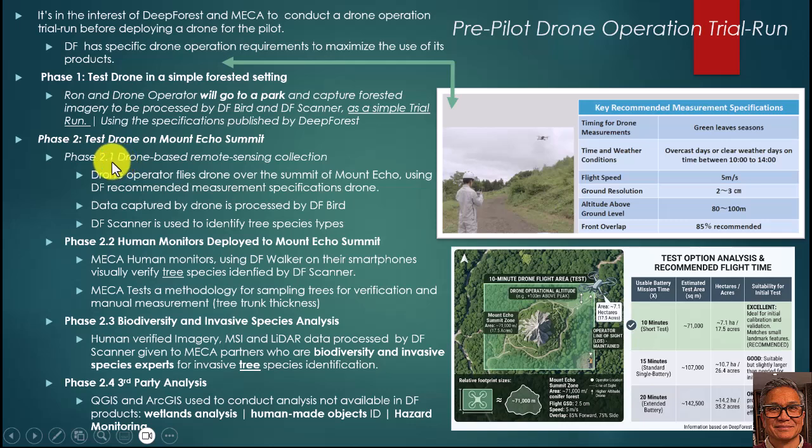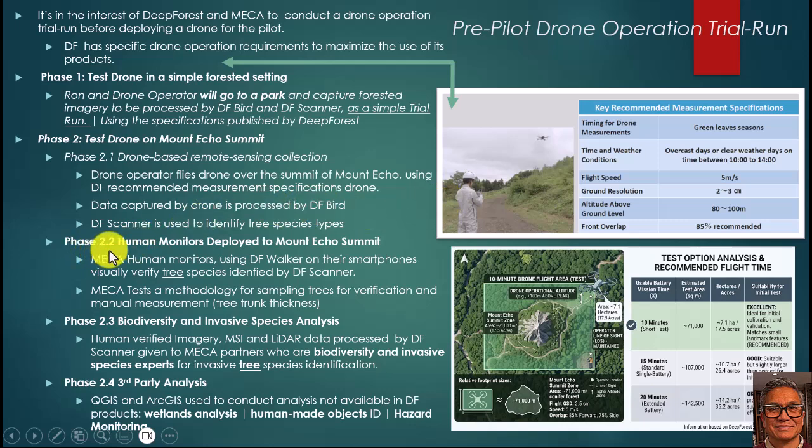A sub-phase, phase 2.1, sees the drone-based remote sensing collection. The drone operator flies a drone over the summit of Mount Echo using the recommended measurement specifications published by DeepForest. The data is then captured. The data captured by the drone is processed by DFBird, and then DFScanner is used to identify the tree species types in the area around Mount Echo.